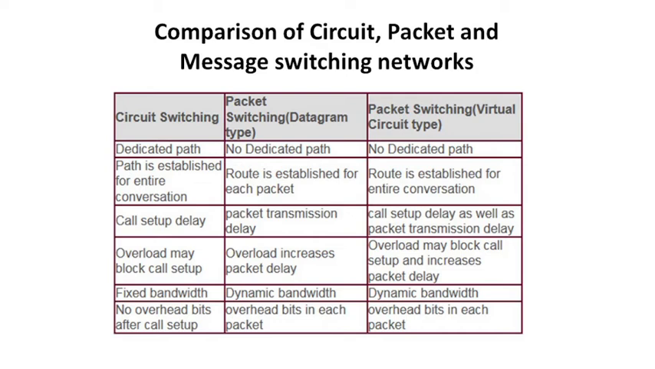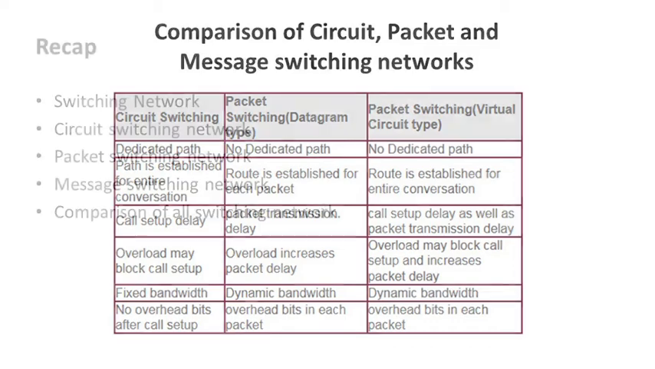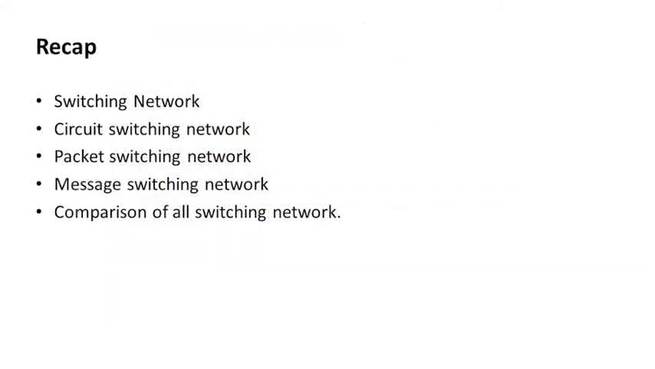There is a fixed bandwidth in circuit switching. In packet switching there is a dynamic bandwidth, and also in message switching. There are no overhead bits after call setup is made in circuit switching, whereas there are overhead bits in each packet in packet switching and also in message switching. This is about the comparisons. In this session, we discussed switching networks, the circuit switching network, packet switching network, message switching, and also the comparison of all the switching networks.